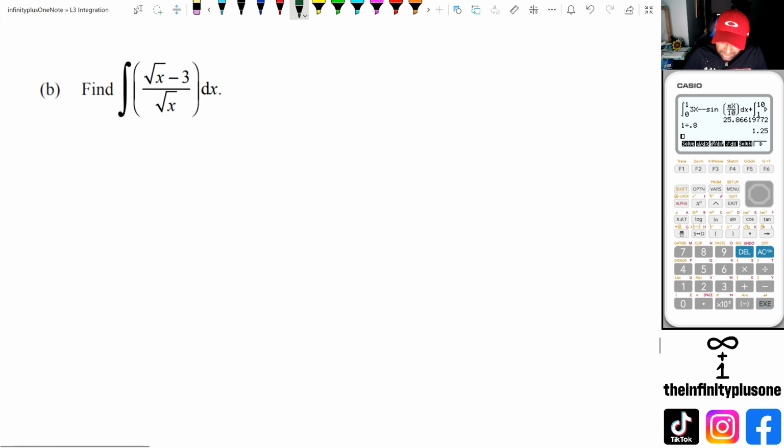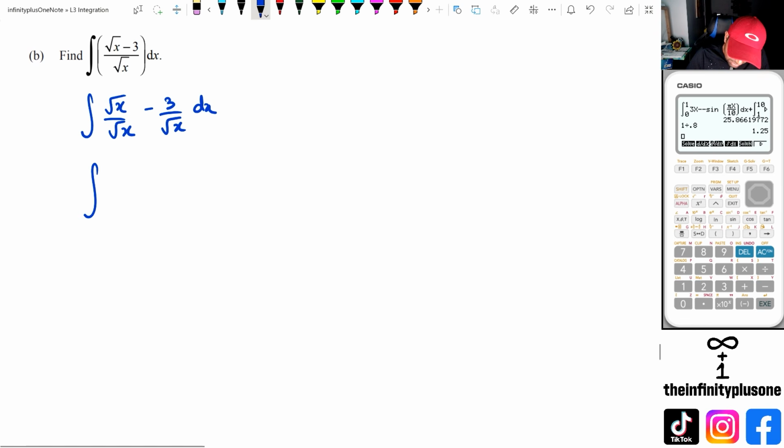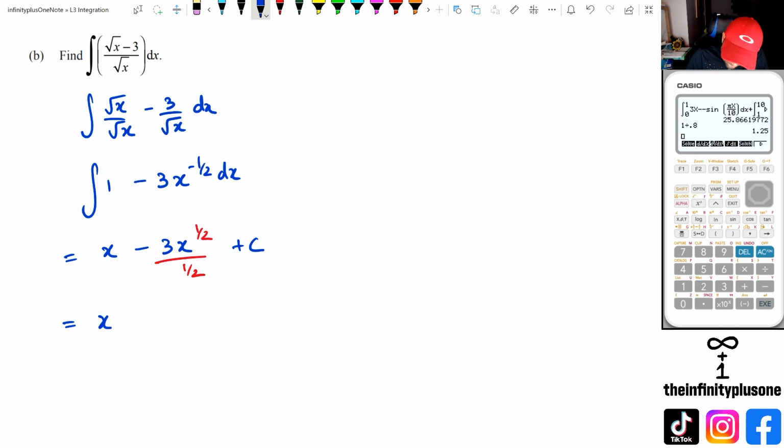All right, so question 2. What we've got here is square root of x minus 3. So I'm going to separate that first as square root of x over square root of x, minus 3 over square root of x, dx. So we've got the integral of 1 minus 3x to the power of negative half dx. And then now I'm going to integrate this. I'm going to get x minus 3x, negative half plus 1 is positive half, divided by positive half, and of course don't forget the plus c. So we've got x minus 3 divided by half, which is 6.